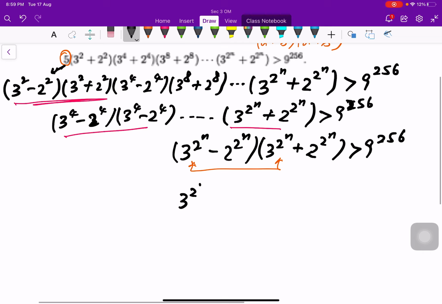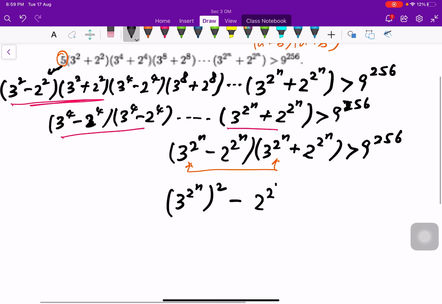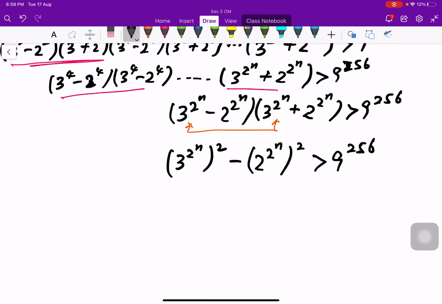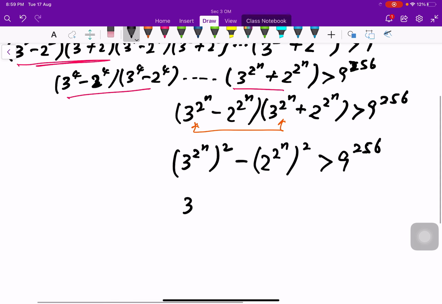3 to the power 2 to the power n, and then square. Right? And then this is actually 2 to the power 2 to the power n, and then you square. And then this is greater than 9 to the power 256. Right? And what does the square mean? The square means that you times 2, right? The square means that you times 2. That means this is actually 2 to the power n times 2. Remember? The power times 2.